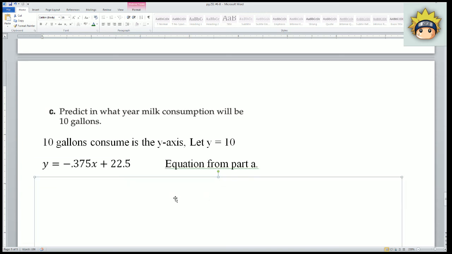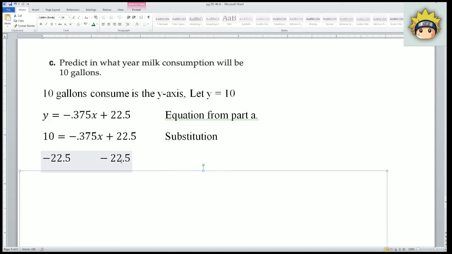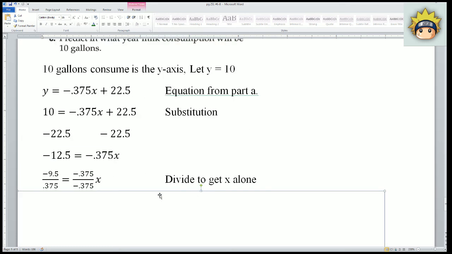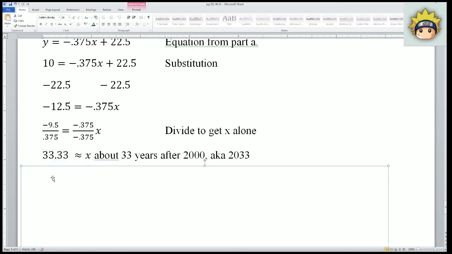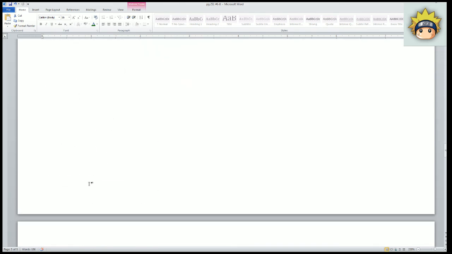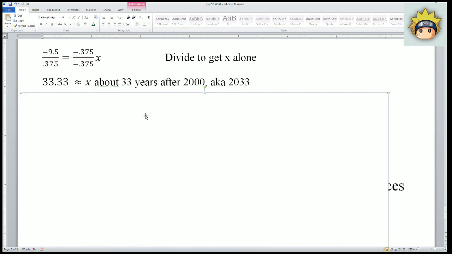Okay? I have my equation from before. Make that substitution, y equals 10. Subtract 22.5 from both sides. Then I have negative 12.5 equals negative 0.375x. Divide by negative 0.375 on both sides. Simplified, you get 33.33, which is equal to x. Again, what is x referring to? x is referring to the years since 2000. So 33.33 is about 33 years after 2000, which is another way of saying 2033. Okay, that is point C.